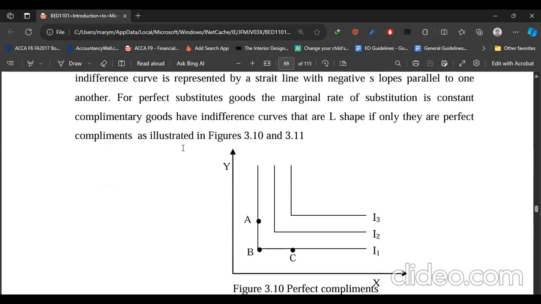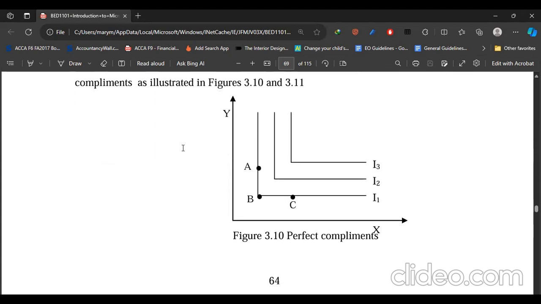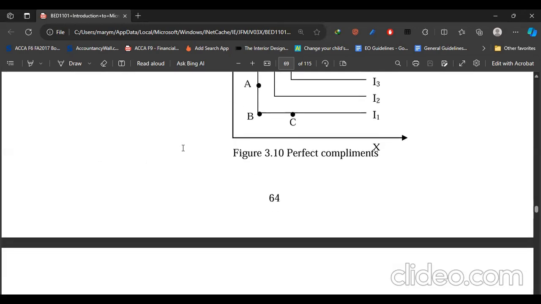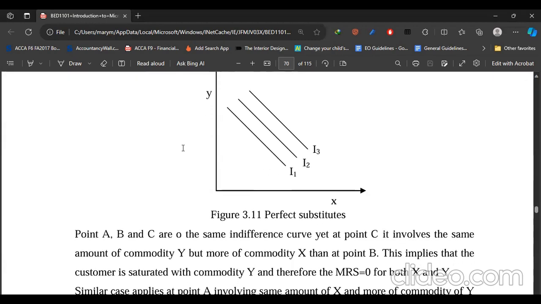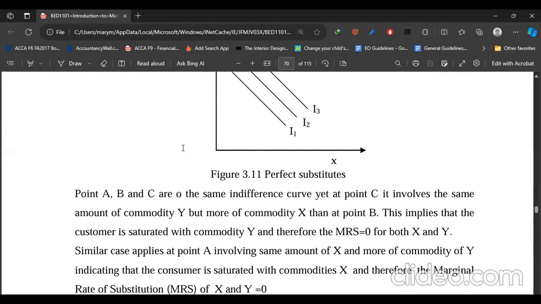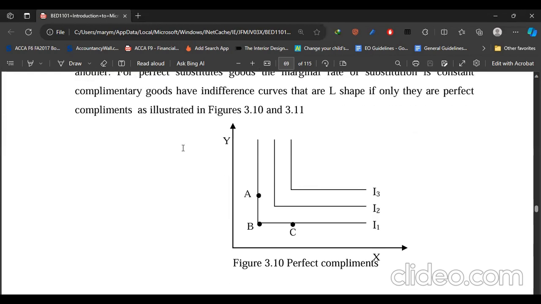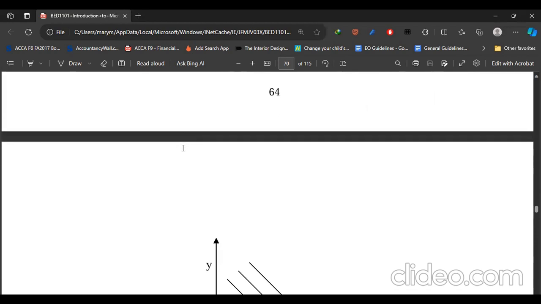And you can see here, when you have perfect complements, how the indifference curves normally look. These are just graphs which are simply easy to master. In this case, when you look at the perfect substitutes, it means that points A, B, and C are on the same indifference curve, and the points A, B, and C are here. Can you see them? Right. So let us see what it means.